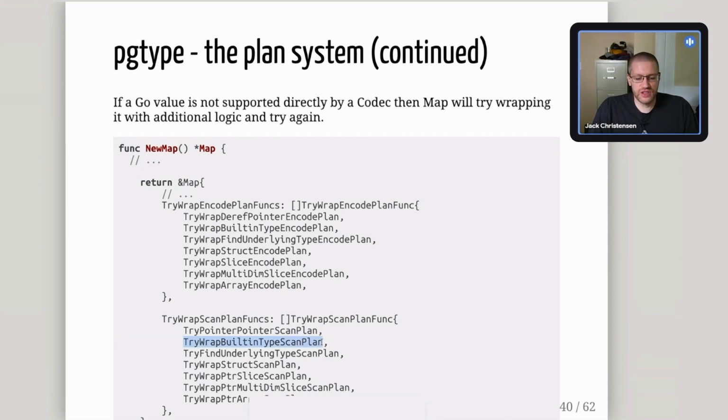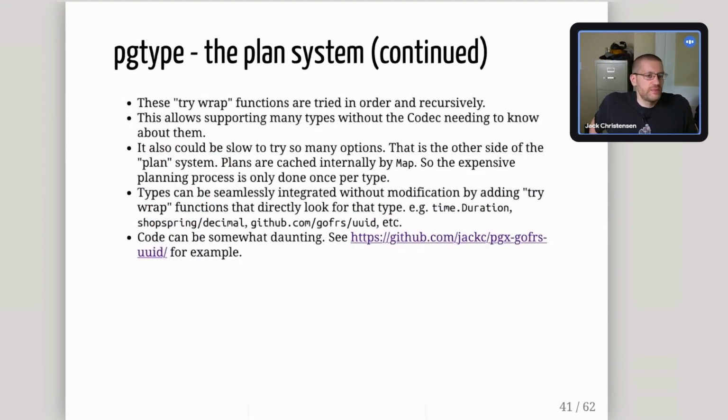Or maybe it's some sort of built-in type like net.IP, where we do know how to handle the Postgres equivalent to it, but we don't have the ability to add our own interfaces on top of it. So maybe it's something like that. Or maybe it's a structure, or maybe it's a pointer to a struct. All these different things, it tries to go through them. And if it finds a match, it creates a plan that wraps the underlying codec plan. This allows a codec to support many types without the codec actually knowing about them.